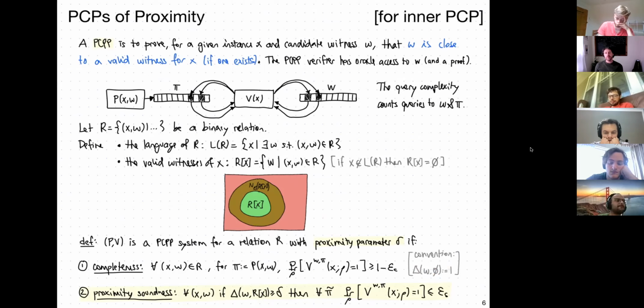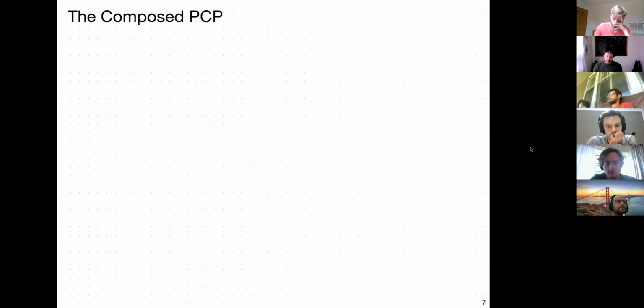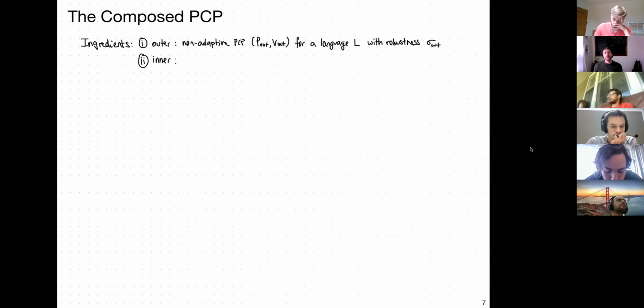Okay. So these are PCPs of proximity. And we'll see that using these two notions, we can get the best of both worlds and do the previous attempt that we had, but now everything will work perfectly. So let's see how we do the composition. As before, we have two different components. As the outer PCP we'll have some PCP for the language, but this would be a robust PCP. So the outer component would be a robust PCP.